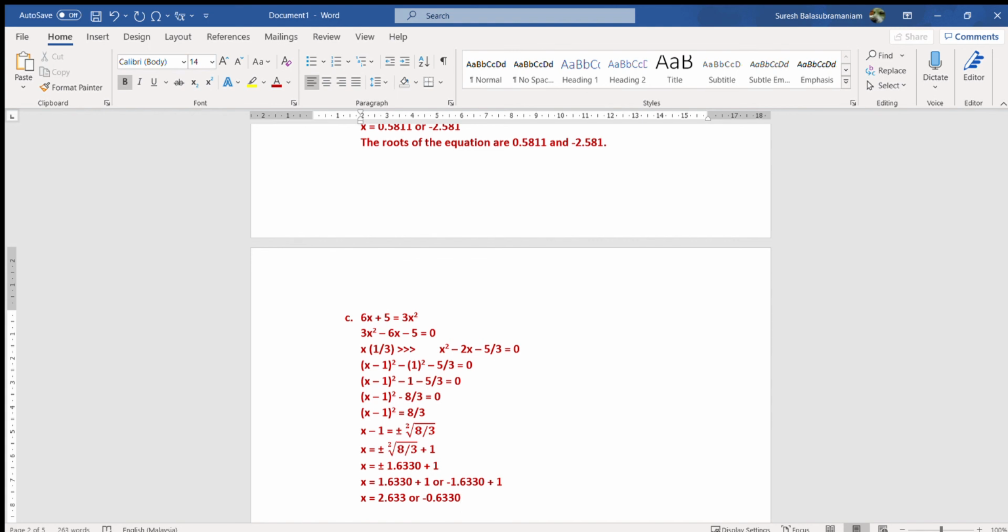So those are my roots. I can just write that down. The roots of the equation are 2.633 and negative 0.6330. That is the answer for question C. See you again in the next video. Bye.